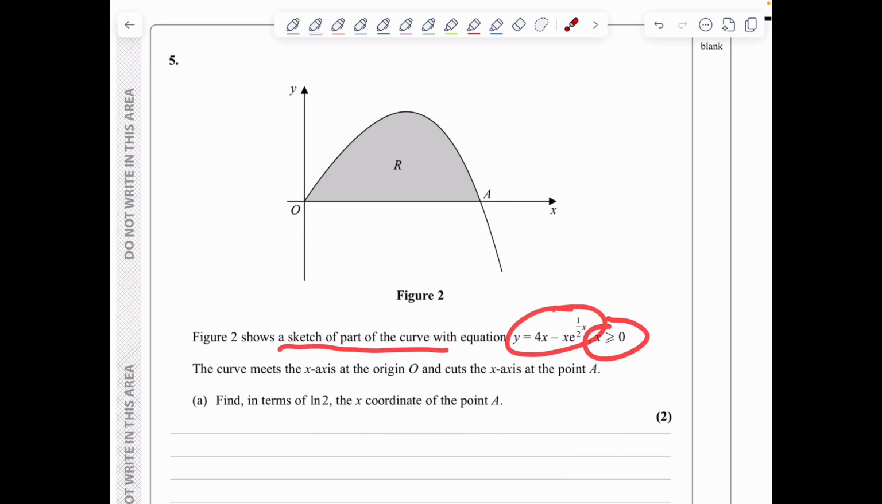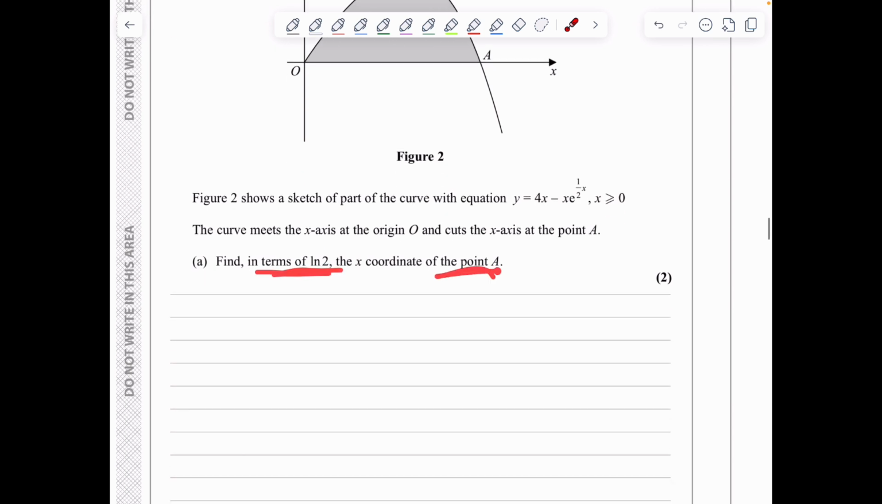In question 5, we are given a sketch of part of the curve with this equation, x is greater than or equal to 0. We are told that the curve meets the x-axis at the origin and at the point A, and we need to find in terms of ln 2 the x-coordinate of the point A.